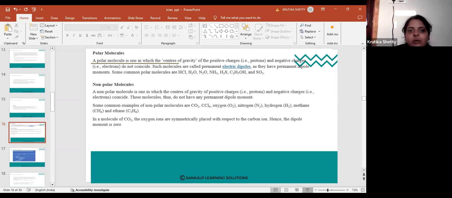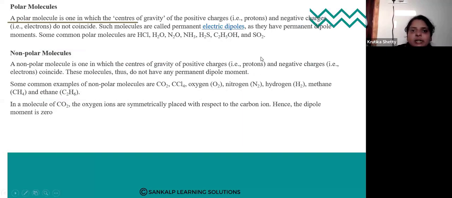So in case of the polar molecules, here what happens? For example, HCl is there, H2 is there, N2O, NH3, H2S, C2H5OH, SO2. These are examples for the polar molecules. So in the polar molecules, here the positive charge and the negative charge. Okay, so if you consider HCl, so this is H, this is Cl, the center of these two charges do not coincide with each other. They do not coincide with each other. So such type of materials or the molecules are called as what?